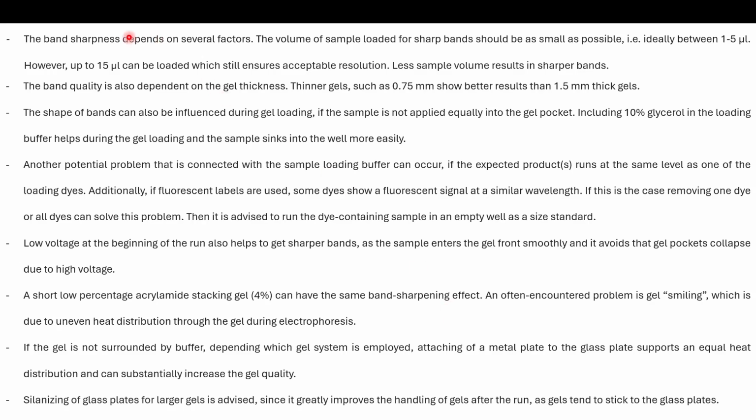So, in general, while running different kinds of page, the band sharpness depends on several factors. It depends on how much volume of the sample you have loaded. If you're loading very small amounts, like 1 to 5 microliters of sample, then you will have really sharp bands. However, up to 15 microliters of sample can also be loaded, but in a general case scenario, smaller sample volumes result in sharper bands.